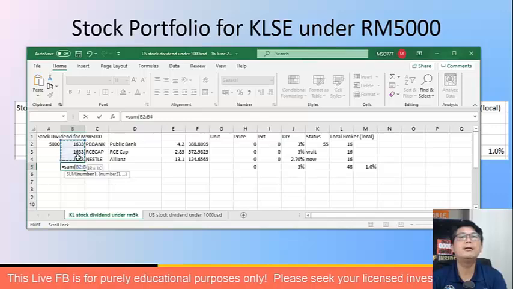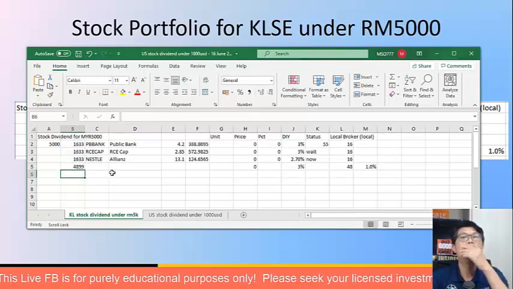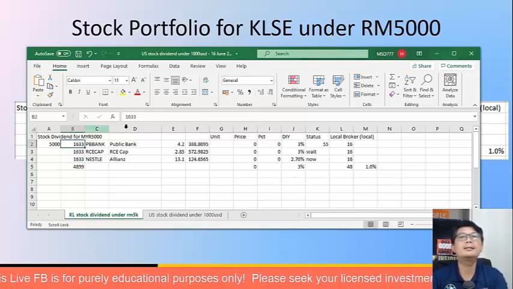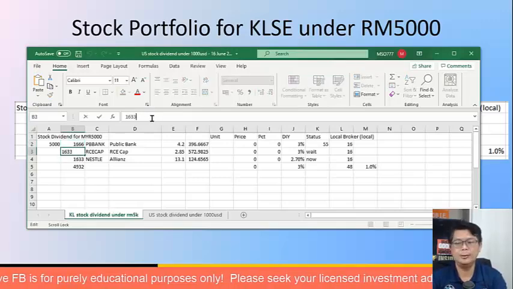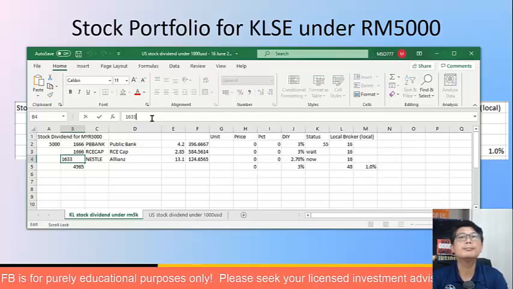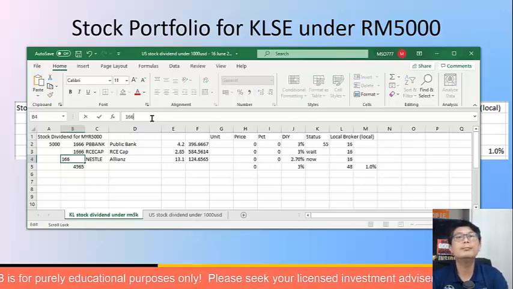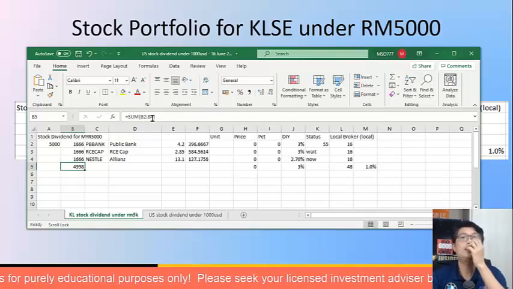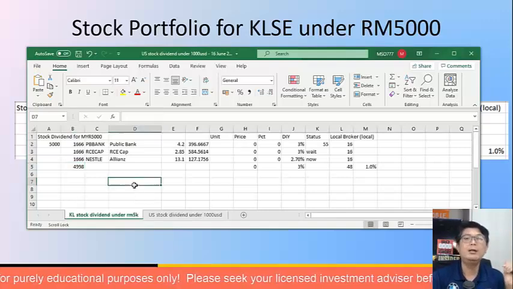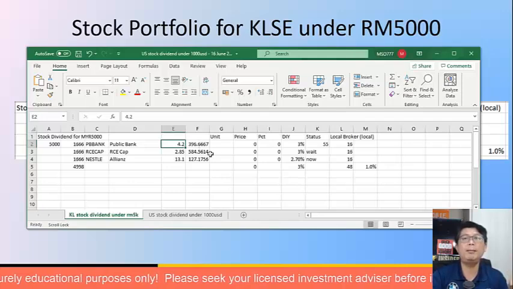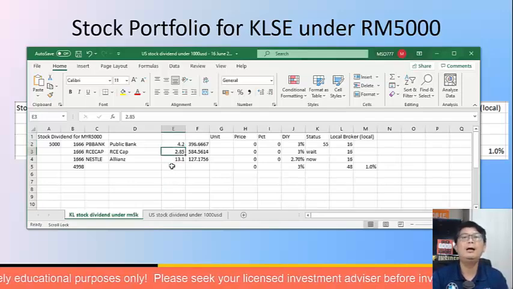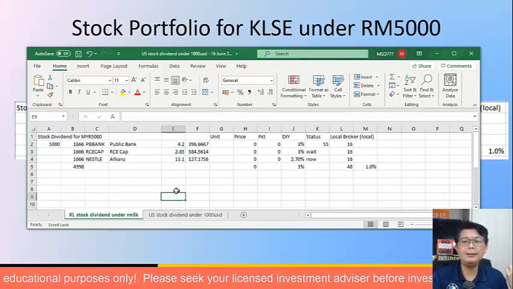So you can see I can do this in Excel here. Okay, it's going to be 67. 66. That's easier. 666. So that will give you 5,000 ringgit. All right. So from here onwards, currently the price is 4 ringgit 20 sen for Public Bank. RC capital is 2.85. Allianz is 13 ringgit and 1 sen.